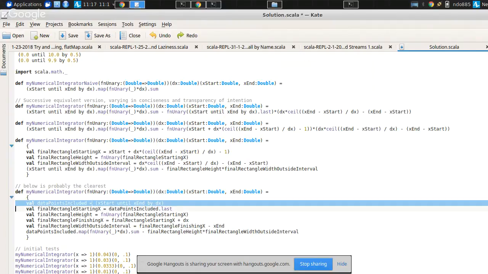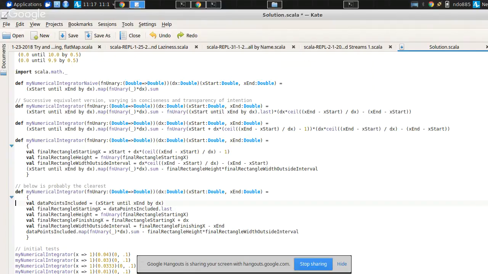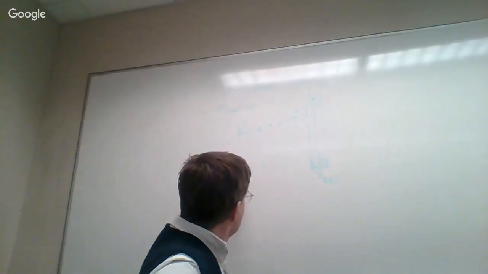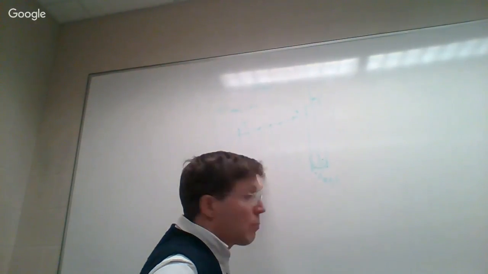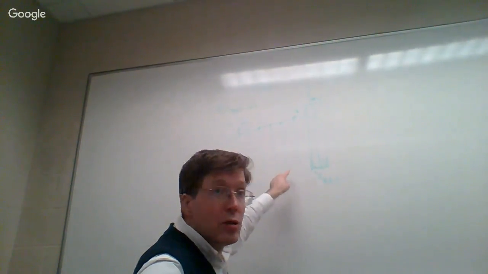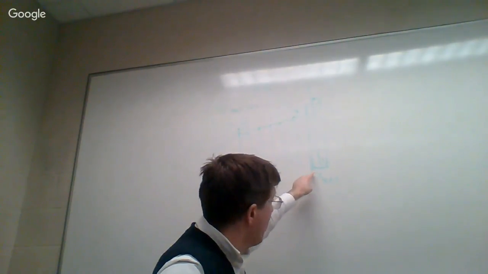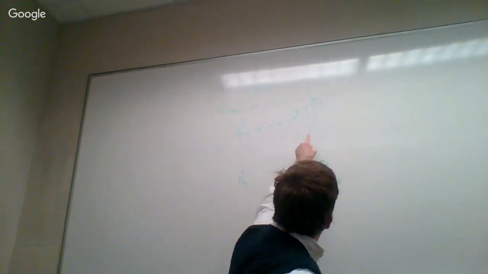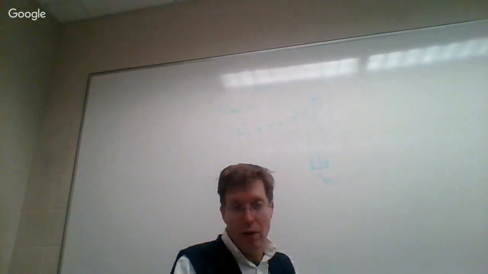Okay, so these are the data points included. These are the x values included, the x values associated with each of these locations: x start plus dx, x start plus 2dx, x start plus 3dx, all the way up to the one just before x end. Just before, that's this guy here, right? Okay, and that's what we got through that until.